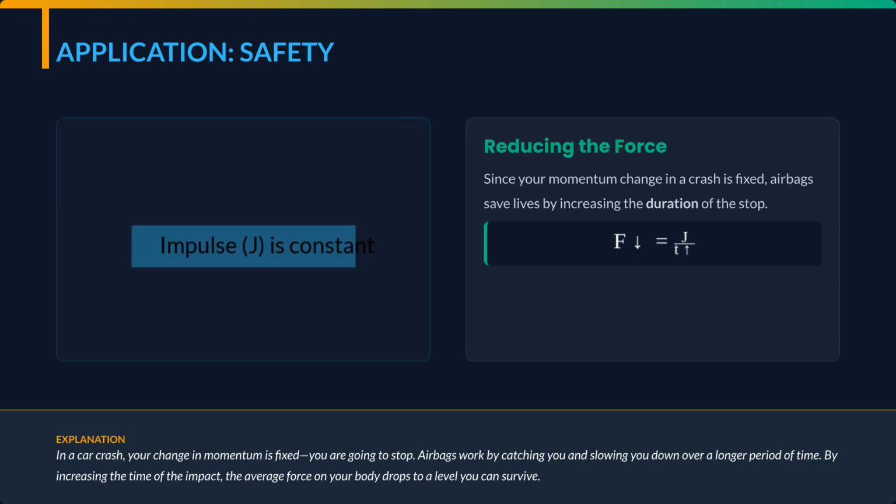In safety applications like car crashes, the change in momentum is fixed. Airbags save lives by increasing the duration of the stop. By increasing the time, the average force on the body is reduced to a survivable level.